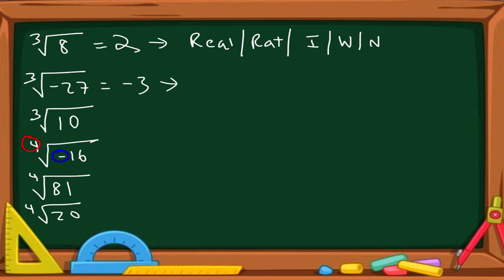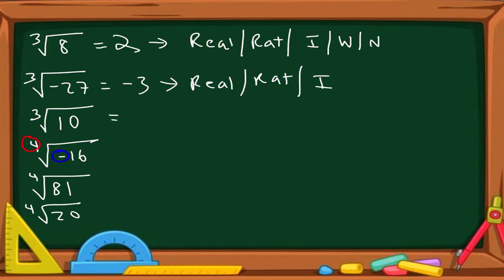So we could simplify the cube root of negative 27 to negative 3. Negative 3 is an integer. So that means this is a real number, it's rational, and it's an integer. It's not a whole number, it's not a natural number.